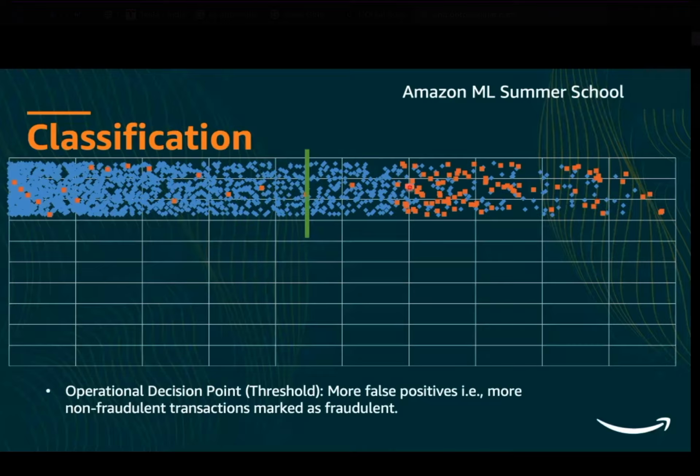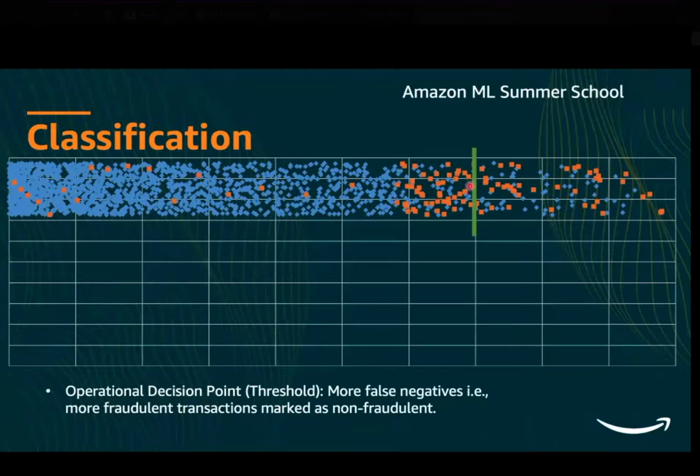Let's say initially it was 0.5, and now it's 0.3. What would happen in this case is that more and more transactions on the right side of this threshold would be marked as fraud, and more of them would go to humans. So the effort of humans in checking these transactions would increase, because more transactions are going to humans now, and this will delay the orders.